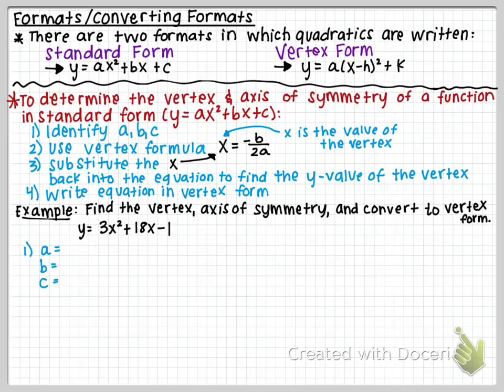Now let's do the first step. The first step tells us to identify a, b, and c. So a equals 3, b equals 18, c equals negative 1. Okay, not too bad. That's the first step.